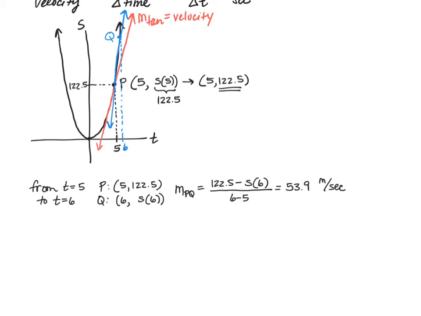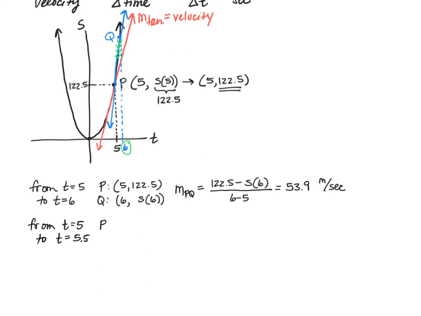Now we'll repeat this computation from t equals 5, but now we want to let point Q get a little bit closer to point P. So looking at your graph, we're moving point Q along the curve, and we're letting point Q get closer and closer to point P, so the x value of point Q is going to change. So maybe instead of going from 5 to 6, maybe we'll go from t equals 5 to t equals 5.5.